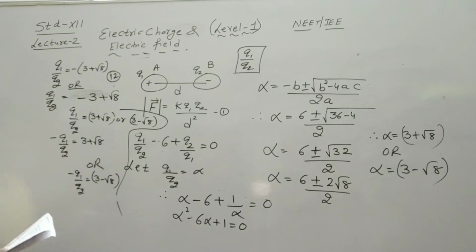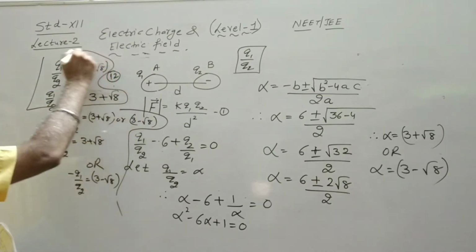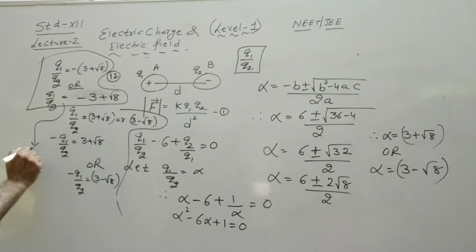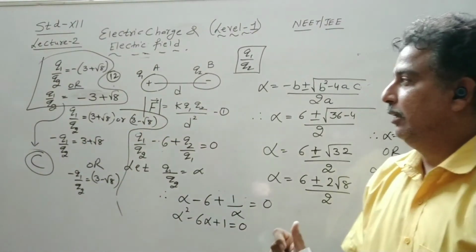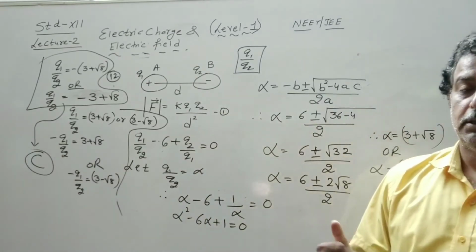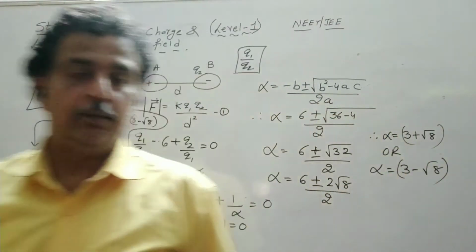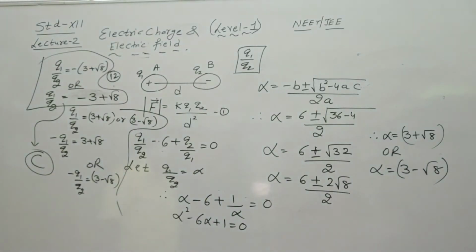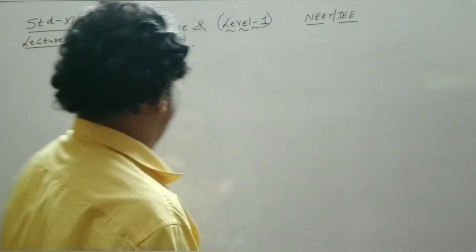So clearly the answers are these two possibilities, and in the options it is option number C. So you have to take the minus sign while answering in the end, because you have to find out the ratio between the initial charges, and both the charges initially were opposite. Let us see question number 13.